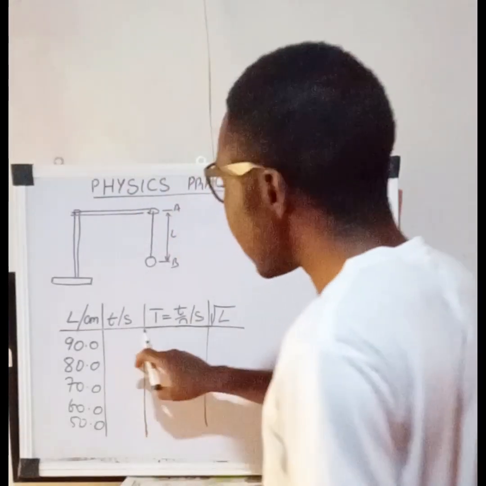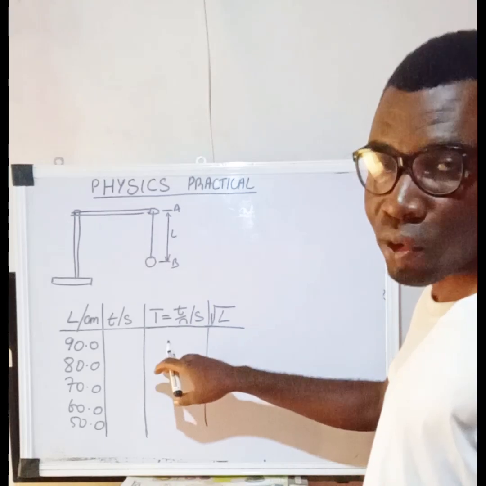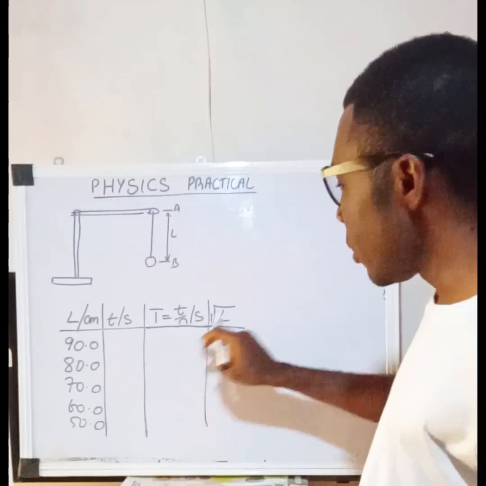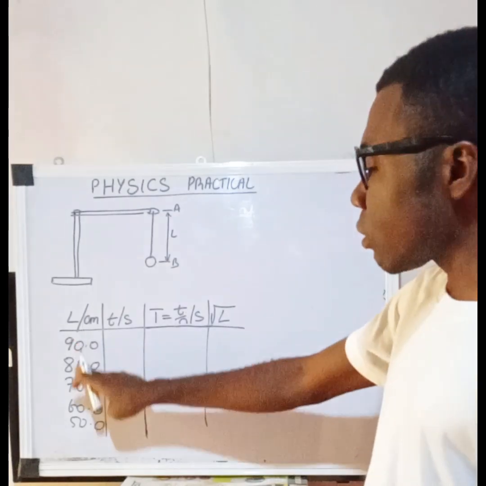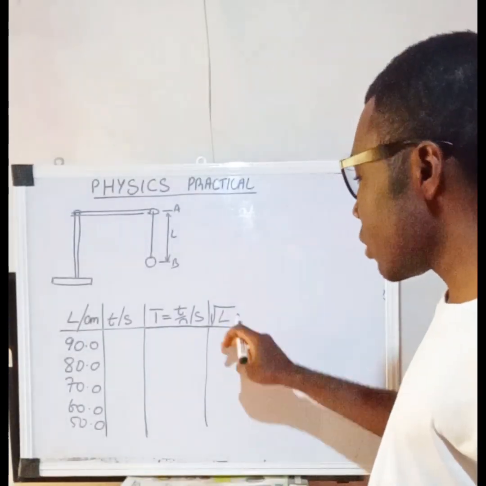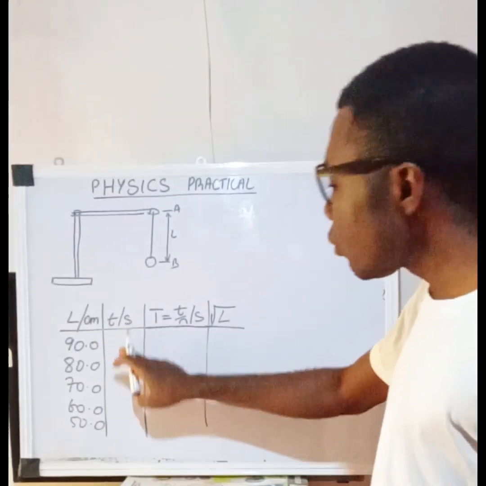Now, these two values are the ones we are going to tell you how to get without going to the lab. Of course, this one is not relevant here. This one is just to find the square root of these values. That will give you this square root of L. You can see that. So, how do you obtain this?